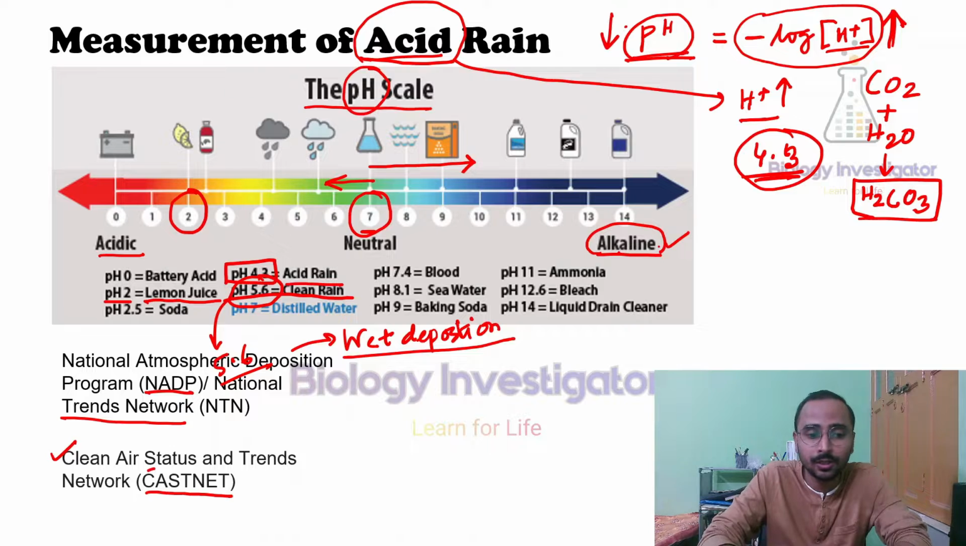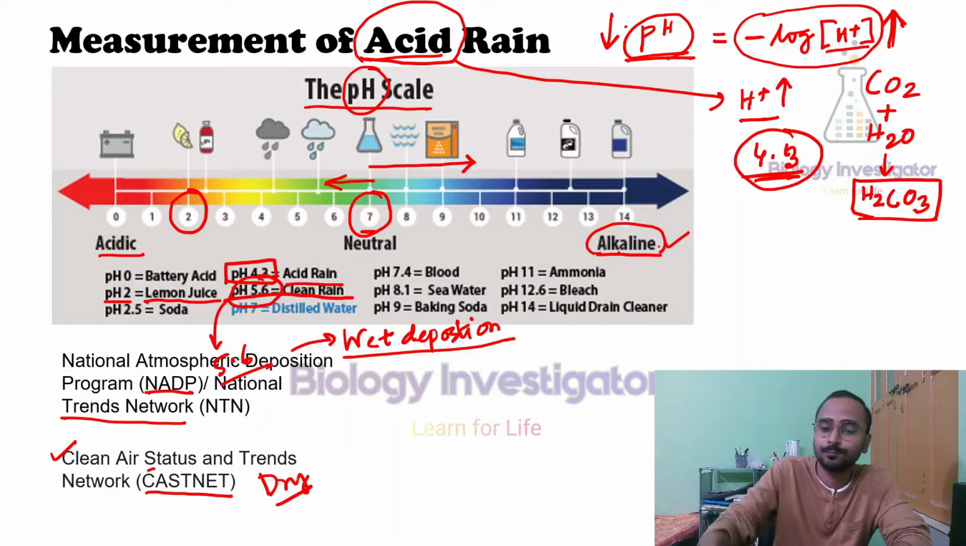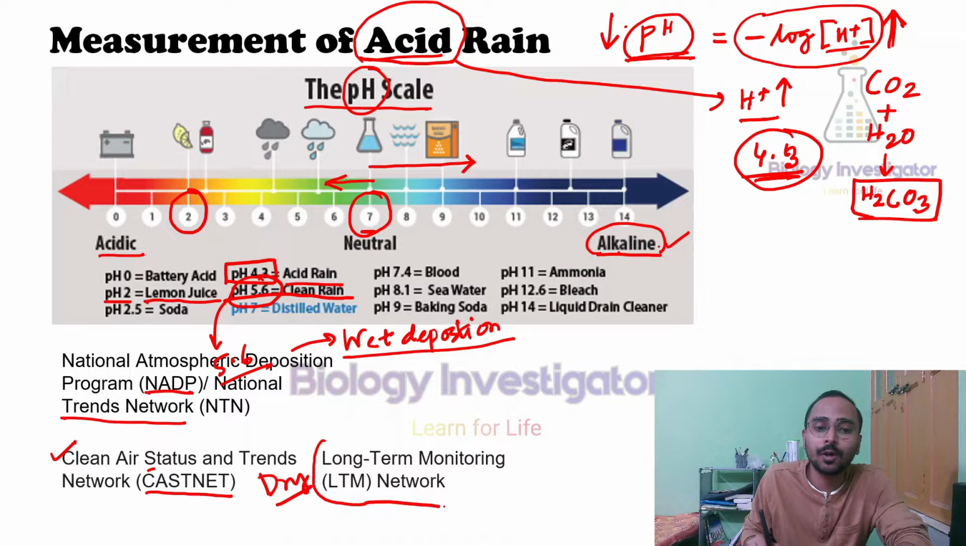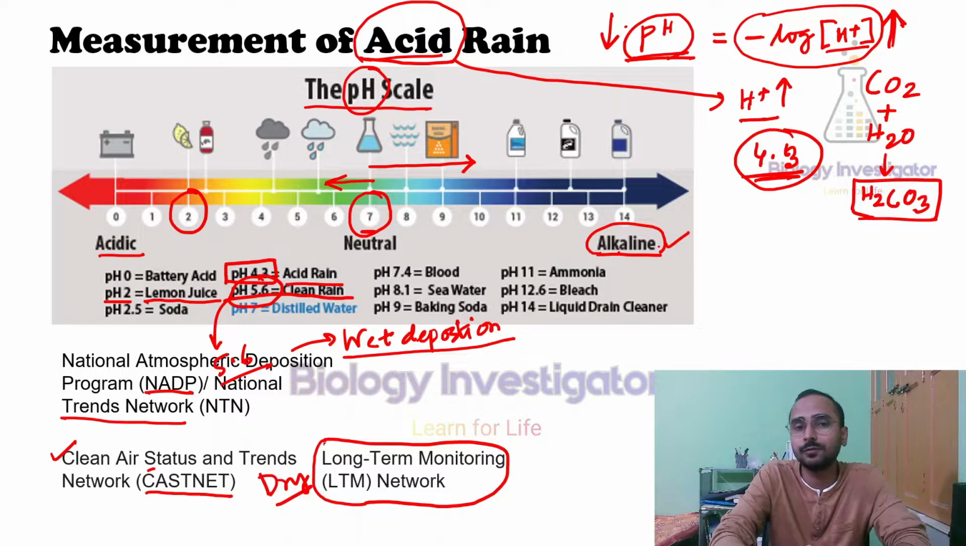সেটা মেজার করা হয় CASTNet এর মাধ্যমে, যেটা ড্রাই ডিপোজিশন। তো ওয়েট ডিপোজিশন এবং ড্রাই ডিপোজিশন এরা মেজার করে। অ্যান্ড লং টার্ম মনিটরিং নেটওয়ার্ক, এদের কাজ হচ্ছে, long-term monitoring network, they measure the pH of rivers, lakes, streams, any water body. The pH of any water body is measured by the long-term monitoring network, that is LTM.